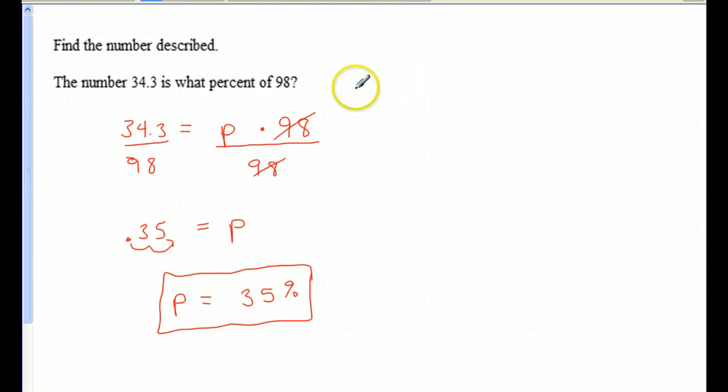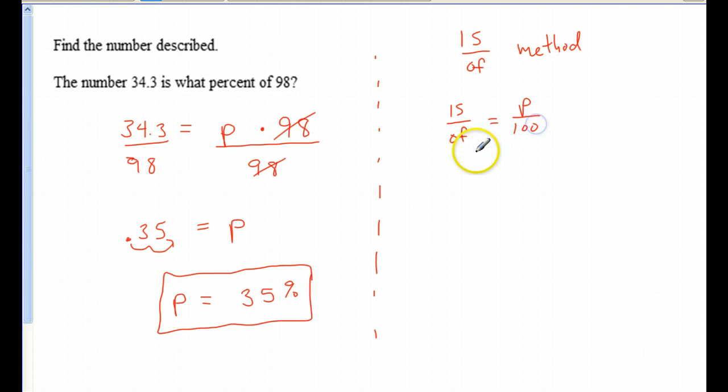Now another option, this is the way a lot of people were taught to do these percent problems, is what we call the is of method. If you know this method and want to use it, it's completely fine. Is over of equals p over 100 is the way a lot of people approach this problem. The two most important things here are of and p, and then we can find is by process of elimination.